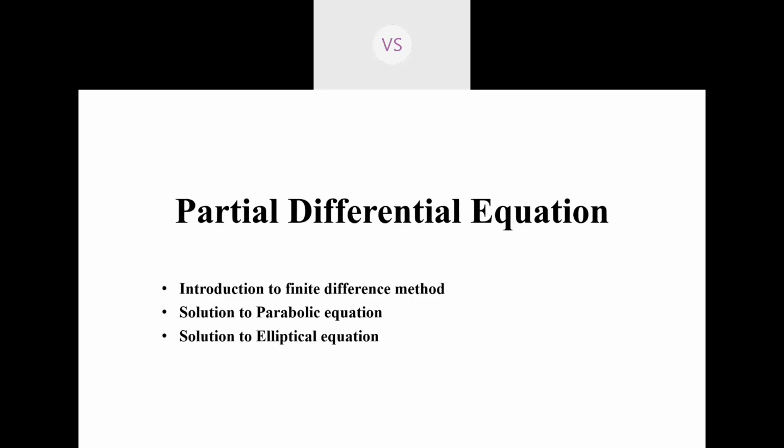If we consider heat transfer taking place in the x direction only, and if it is a steady state condition, then that equation is called an ordinary differential equation. But when we consider heat transfer taking place in three directions, x, y, z, and also consider the unsteady state condition, that means the temperature is changing with respect to time, then that becomes a partial differential equation.